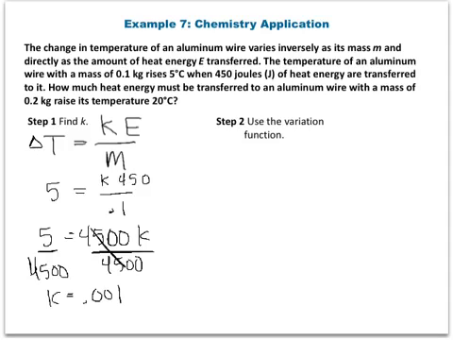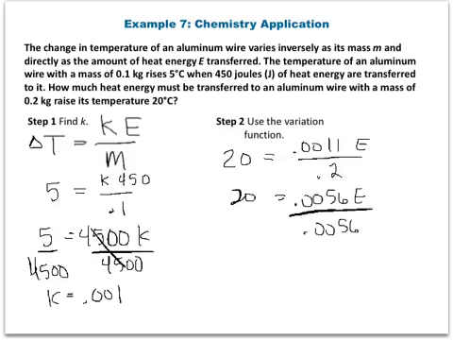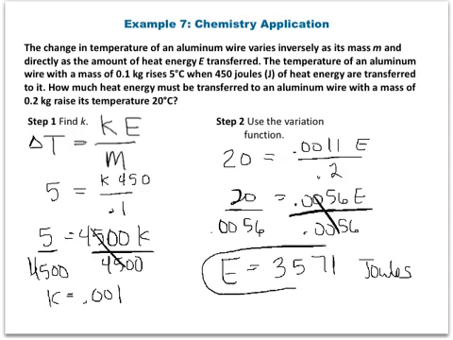We're going to use that K to solve for the energy. So I've got a change in temperature of 20. 0.0011 is K. We don't know the energy, but we know that the mass of wire is 0.2 kilograms. So 0.0011 divided by 0.2, and I have 0.0056. Divide both sides by 0.0056. 20 divided by 0.0056. Energy is 3,571 joules. Pretty cool. You can actually round that if you'd like, but I left space for another one.